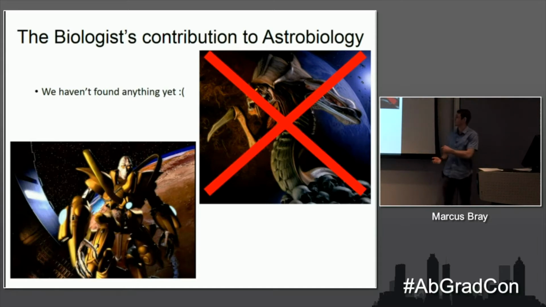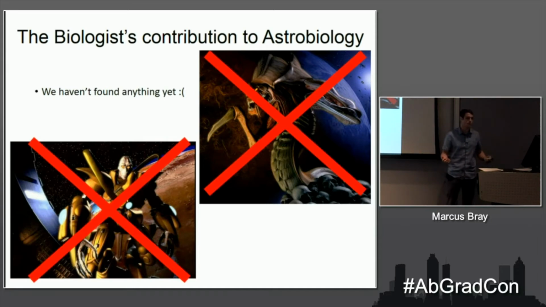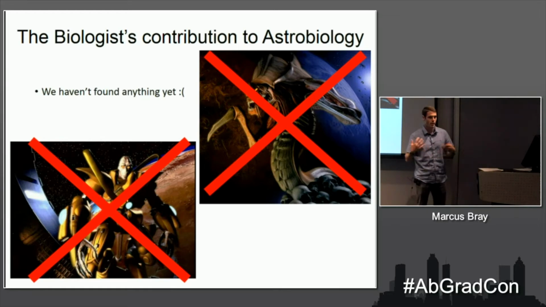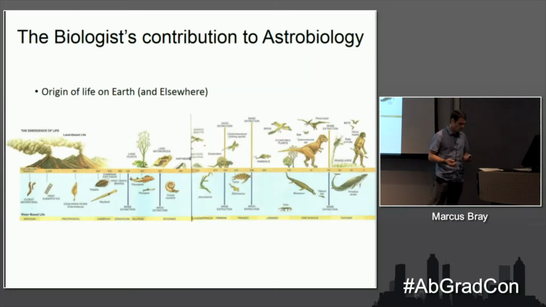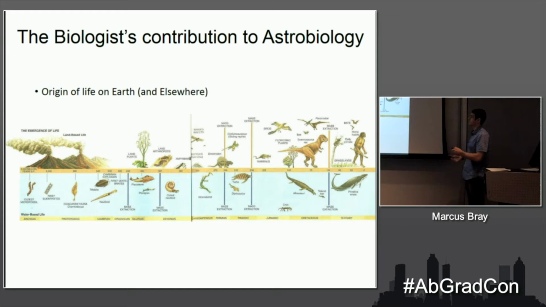So we haven't found any of these guys or something like this. We haven't really found any extraterrestrial life forms that the biologist could then go in and categorize and characterize. But they can still do some things. So one of the things biologists can do in the context of astrobiology is look at the origin of life on Earth and what that informs us about the origin of life elsewhere.